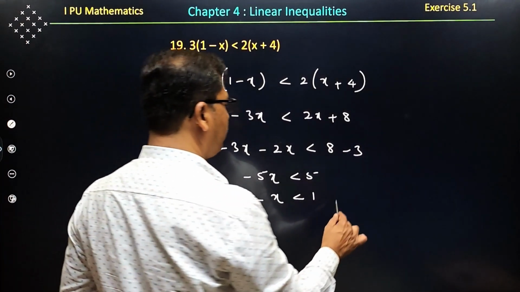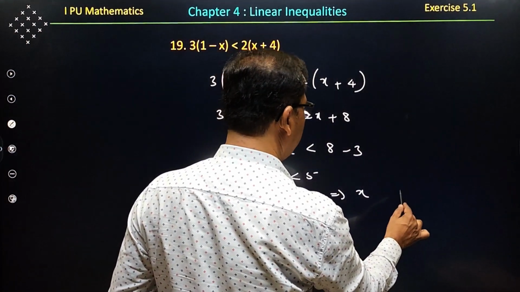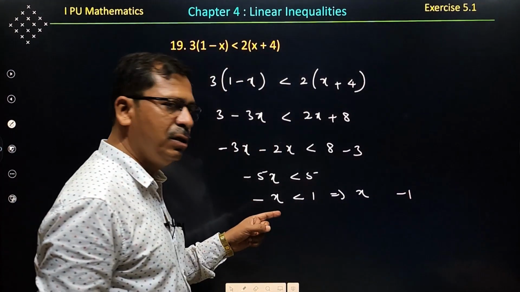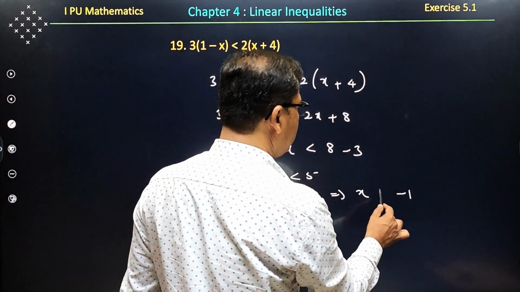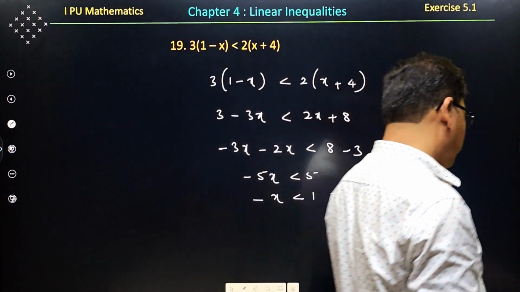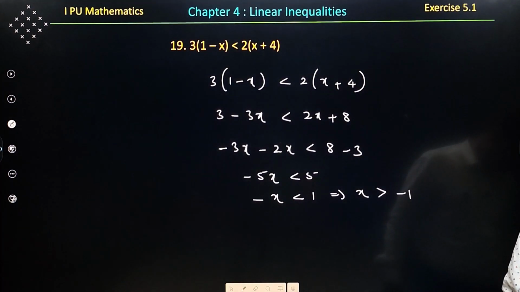Multiply by the minus sign. So what happens? x is greater than minus 1. If you multiply by minus 1, the signs of x and 1 will change, but the inequality is reversed. x is greater than minus 1.